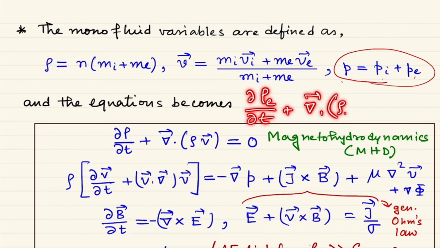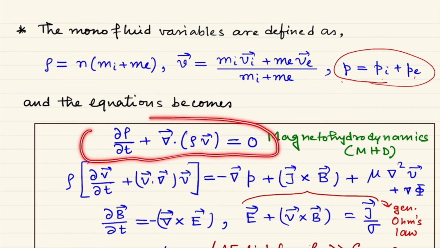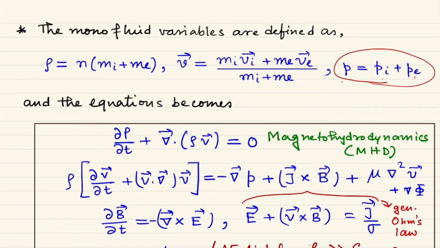And finally, you add them up, and if you do that algebra very carefully, you will get a combined equation for the global monofluid variable. So you have a single fluid continuity equation.